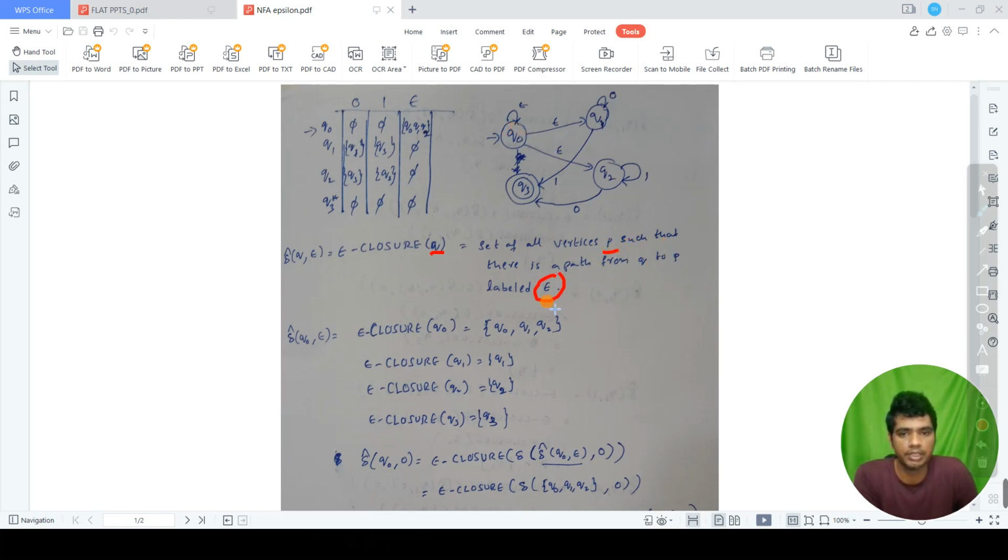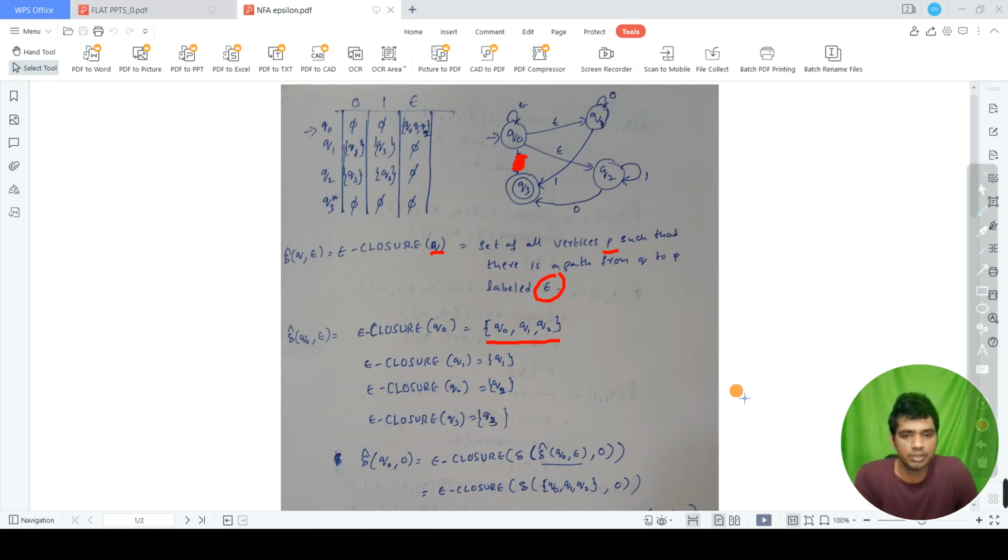Take this first example. From q0 there is epsilon transition from q0 to q0, q0 to q1, q0 to q2. That's why it has three states. So e-closure of q0 is a set consisting of three states: q0, q1, q2. There is no q3 because there is no epsilon transition from q0 to q3. Now from q1, q2, q3 there are no direct epsilon transitions, so we include only the self state. So q1, q1, q2, q2, q3, q3.